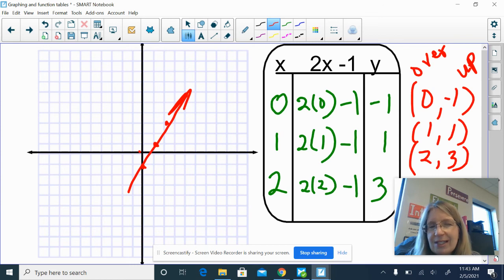So boy, I squeezed a lot in. I started with just graphing, then how to fill out a function table, then how to graph a function table. Please re-watch the video if you're at all stuck.